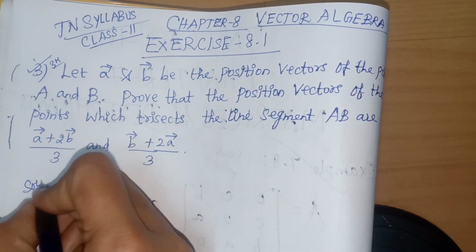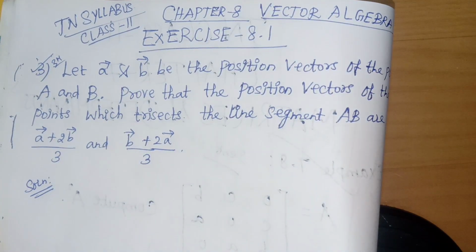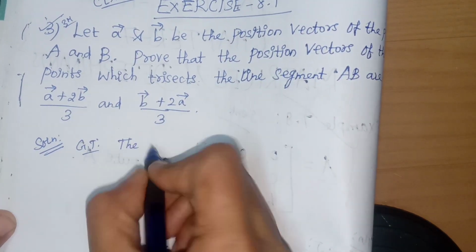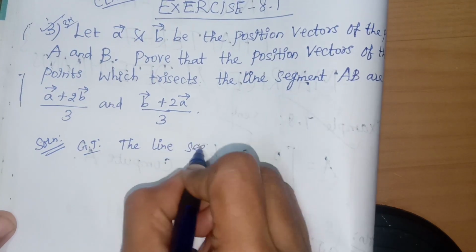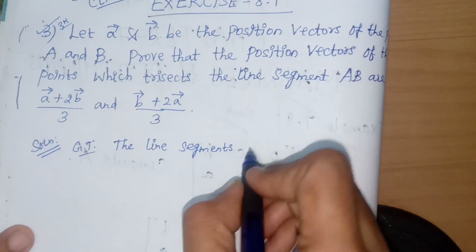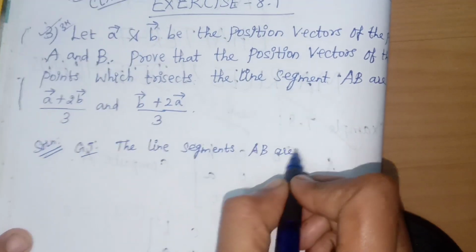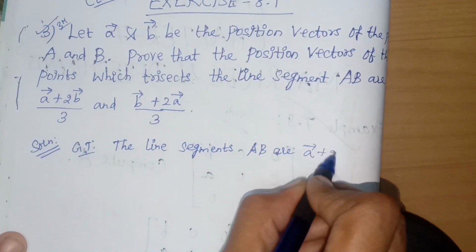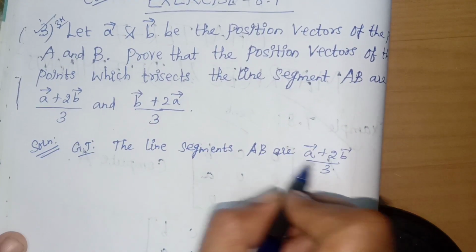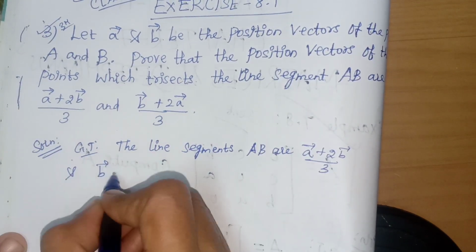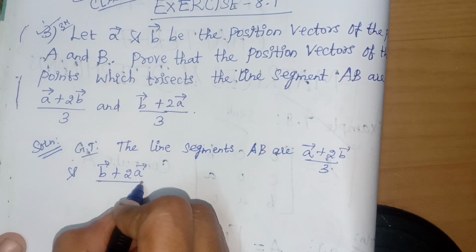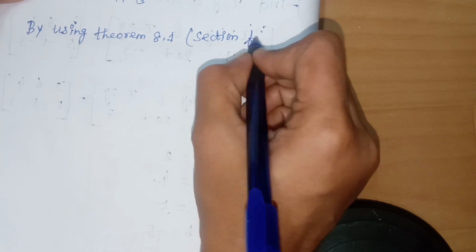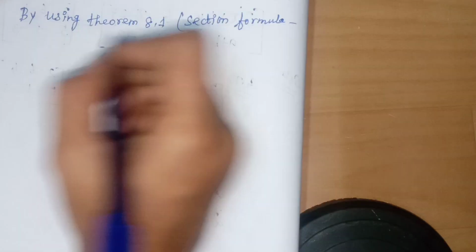Solution. Solution: given that the line segment AB, the points which trisect it are (A vector + 2B vector) divided by 3 and (B vector + 2A vector) divided by 3. By using theorem 8.1, the section formula, internal division.